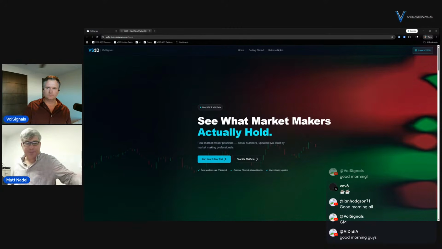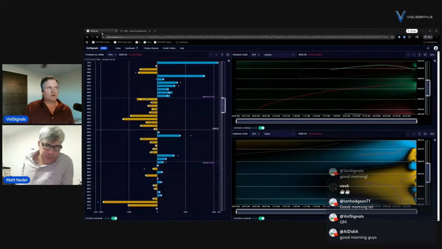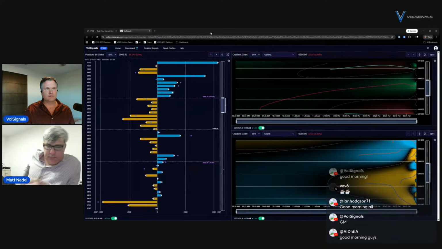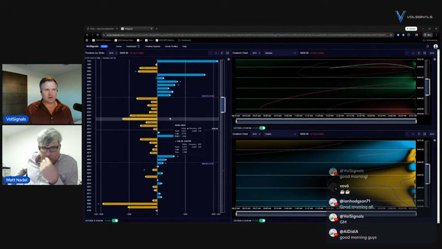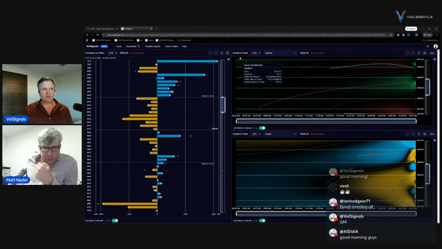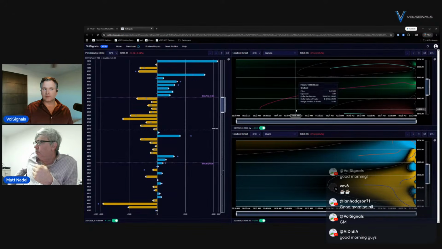Yes. Okay. So here is the 0-day dashboard. You'll notice there are three things fundamentally on my screen. You have a bunch of bars on this side, positions by strike. You have a gradient chart that represents gamma, and then one that represents charm. First, we'll just cover gamma briefly.